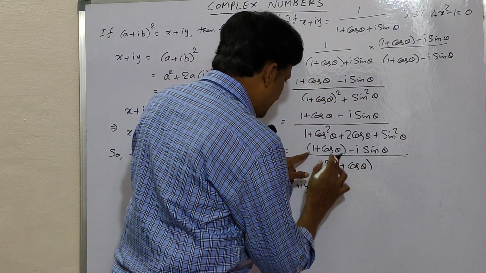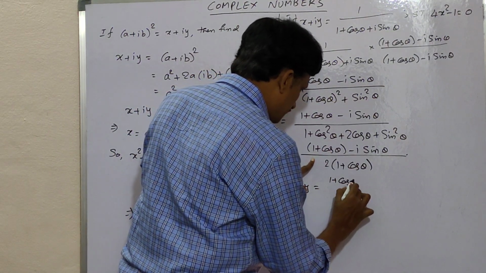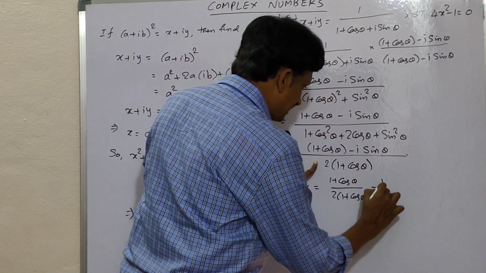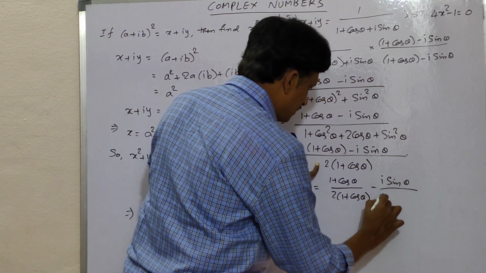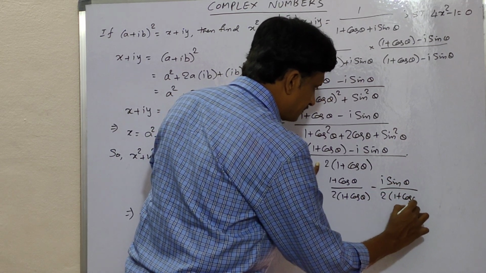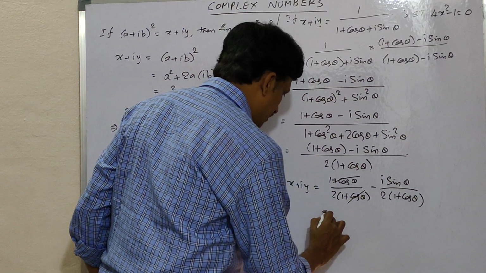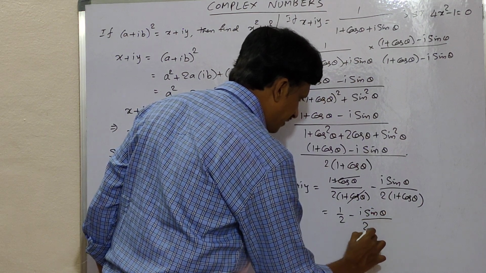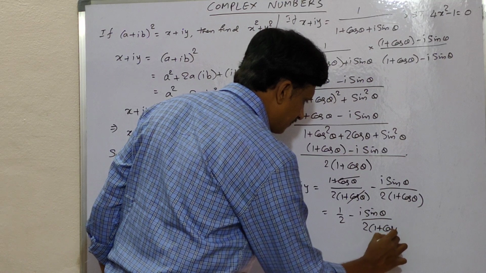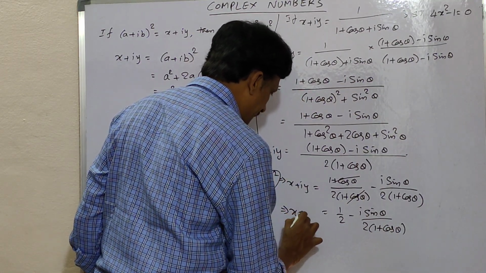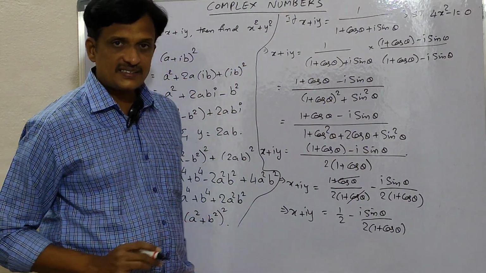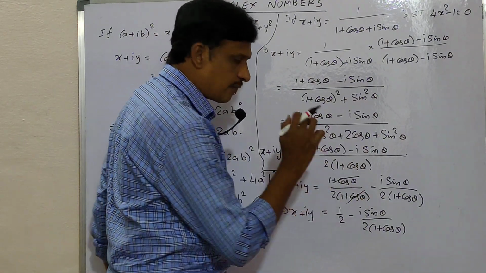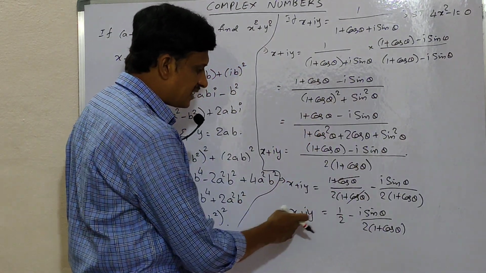Now separate the real part, means 1 plus cos theta by 2 into 1 plus cos theta minus I sin theta by 2 into 1 plus cos theta you are getting here. Here these two gets cancelled. So you are getting 1 by 2 minus I sin theta by 2 into 1 plus cos theta. This is the value of x plus iy. I am not writing the simplified form because it is enough to consider the value of x, that is why. Anyhow 1 plus cos theta and 1 plus cos theta gets cancelled. 1 by 2 is the real part, that is x.